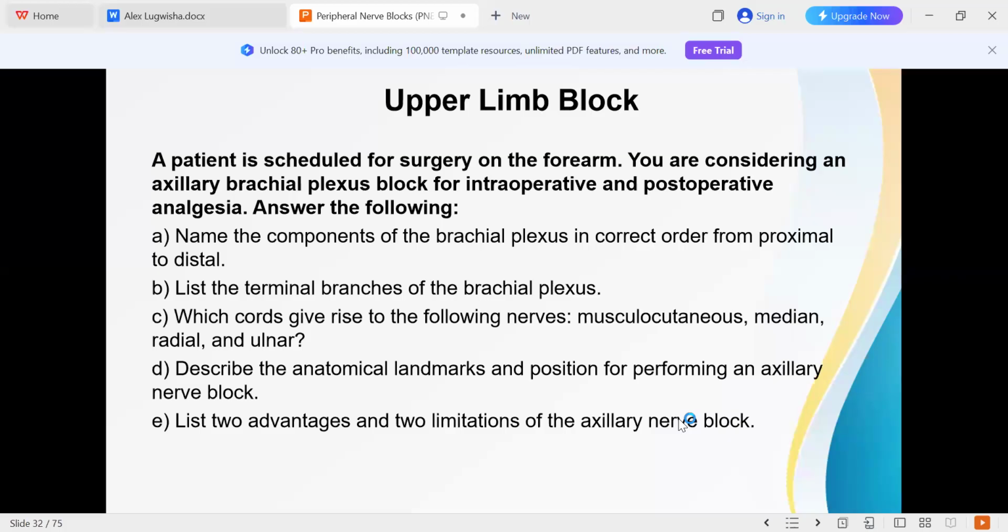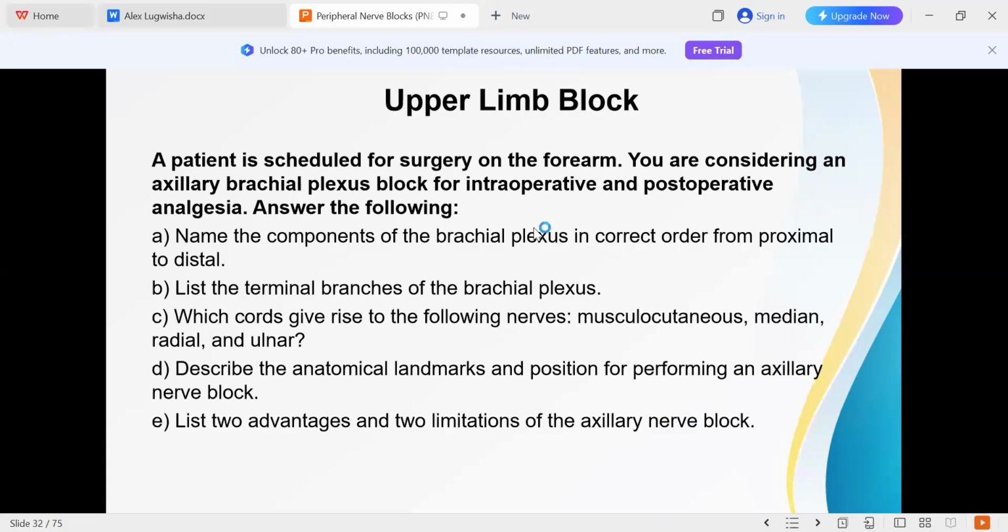Root, C5 to C8; trunk, T; then drinks, division; cord, C; beer, branches. Now, who can list the terminal branches of the brachial plexus?